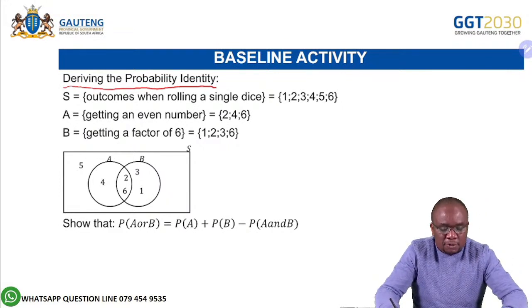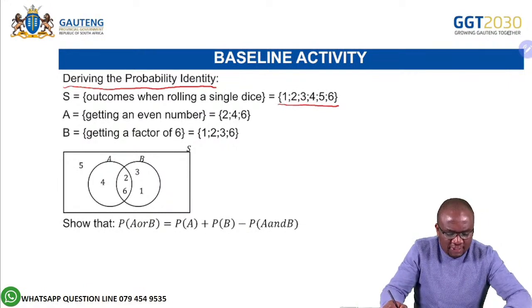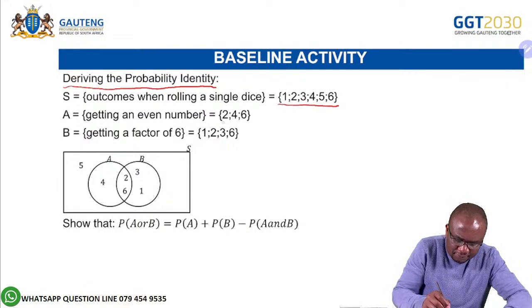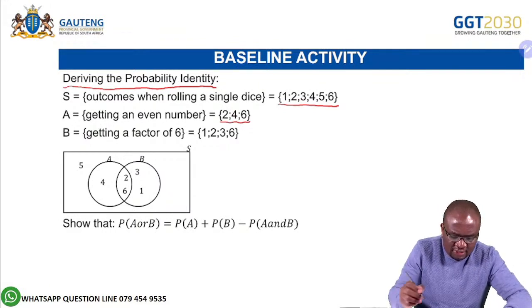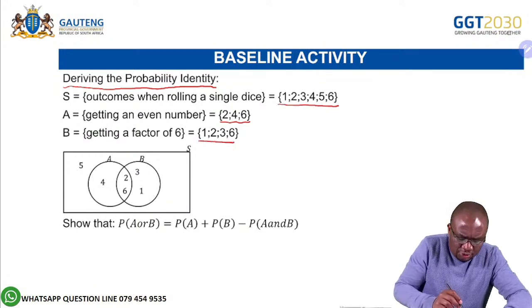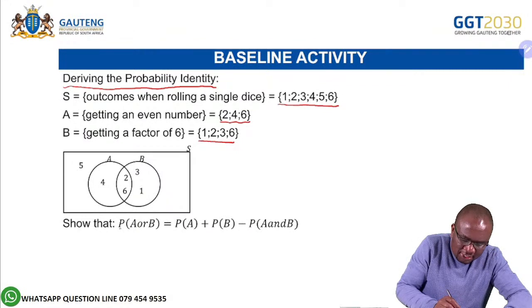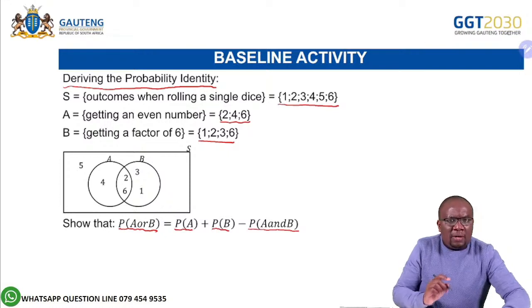Right, we're given the sample space there. Outcomes when rolling a single dice. These are the outcomes. And then event A is getting an even number. These are the even numbers. Then event B is getting a factor of 6. These are the factors of 6. I want you to show that the probability of A or B is equal to probability of A plus probability of B minus probability of A and B.